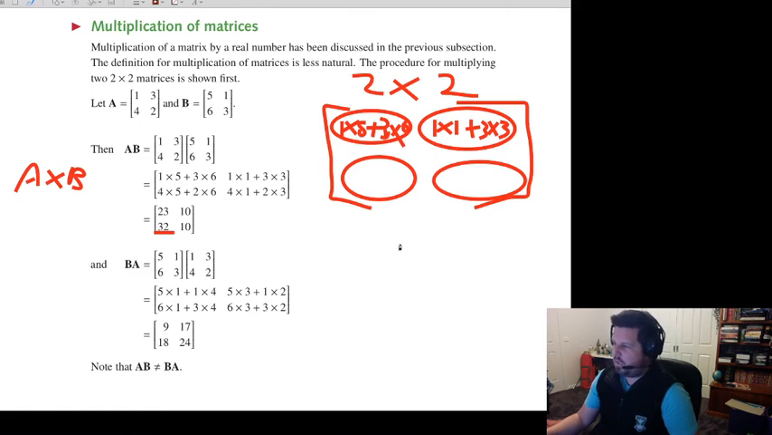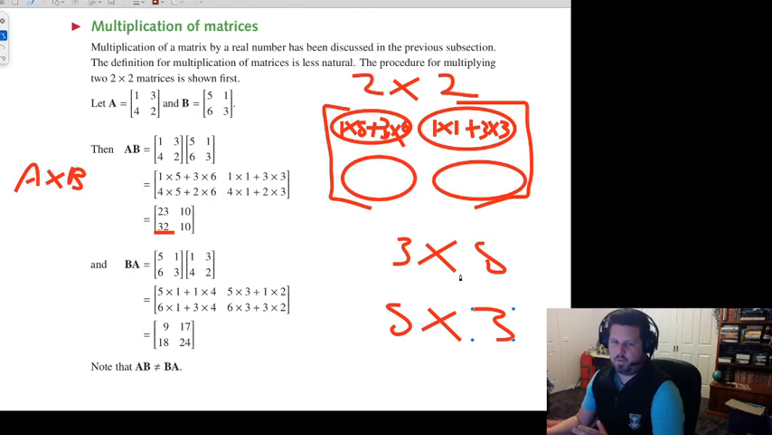It's not like just normal multiplication where you have 3 times 5 and you go, okay, that's 15. It's the same as if we did 5 times 3, that's 15. It doesn't work that way. The order is important in which things are multiplied. So that's where this note comes from. Matrix AB does not equal matrix B multiplied by A. So the order is important.